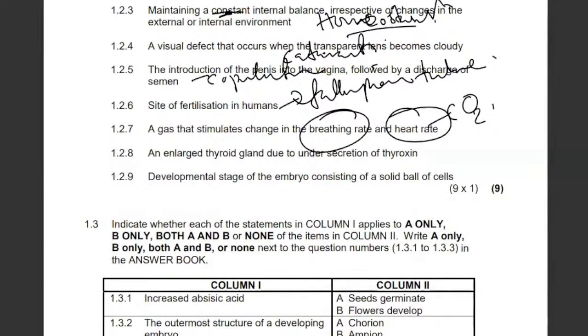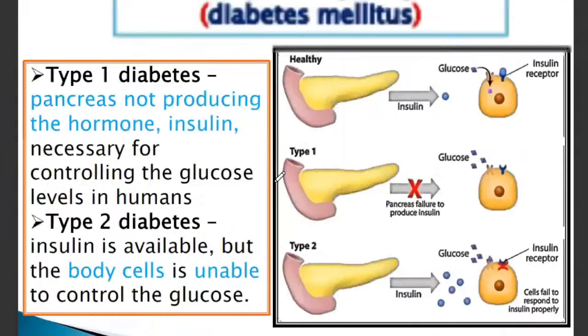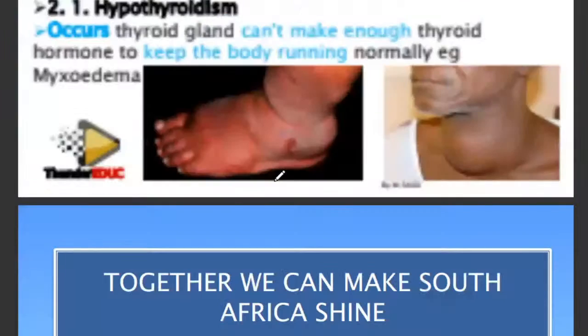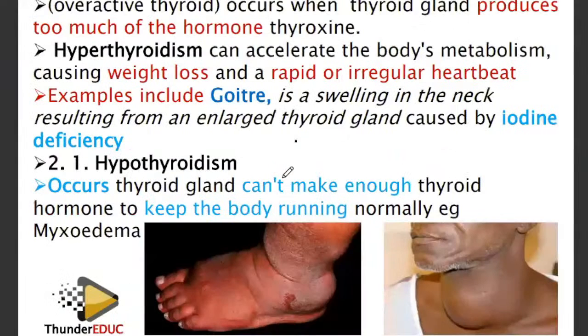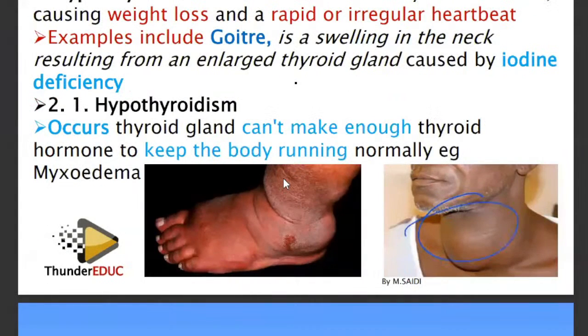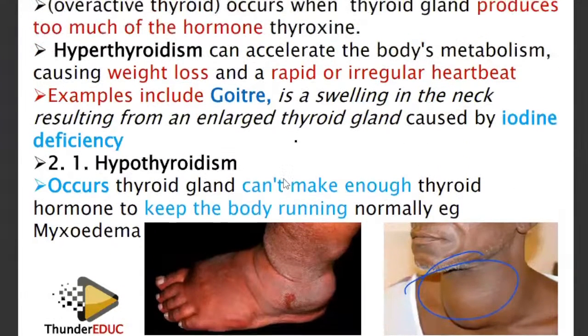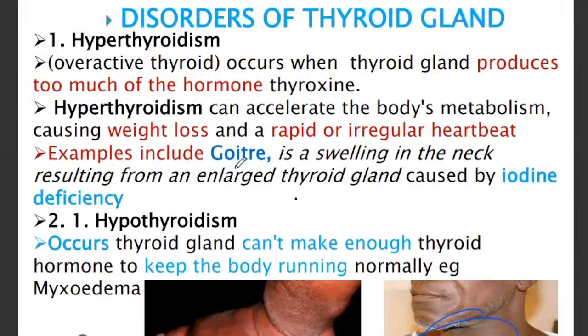Then they're saying that enlargement of the thyroid gland. So how do you call that thyroid gland? When the thyroid gland has enlarged, this is what they are looking at. Yes, what you call the goiter. So we call it goiter, the enlargement of the thyroid gland.